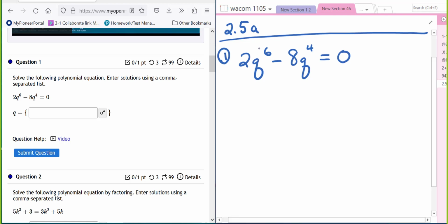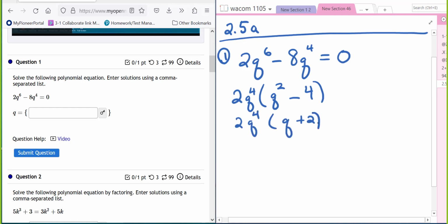All right, so what we'll do is factor. There is a GCF here, so we can take out a 2 and a q to the 4th. And that is going to leave us a q squared minus 2 goes into 8 4 times. And this will factor some more. This is a difference of squares. So that will be q plus 2, q minus 2 equals 0.